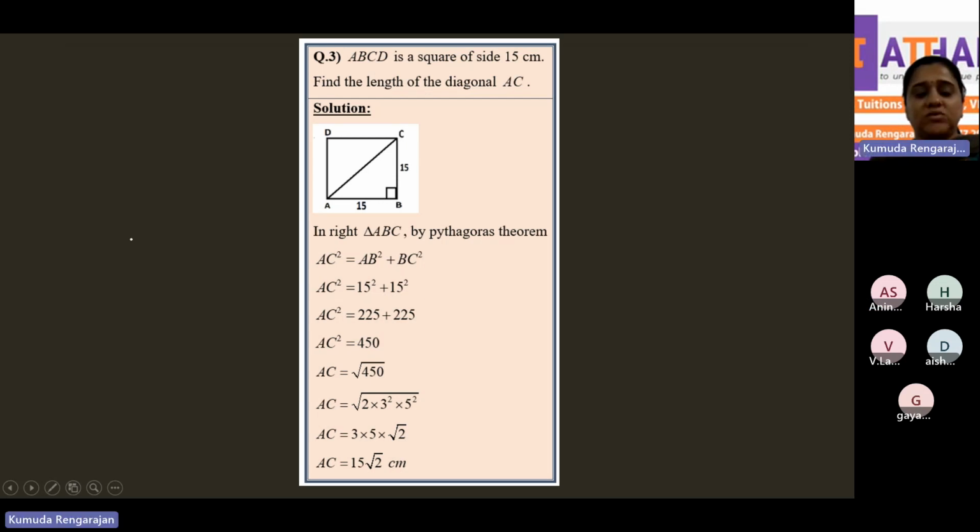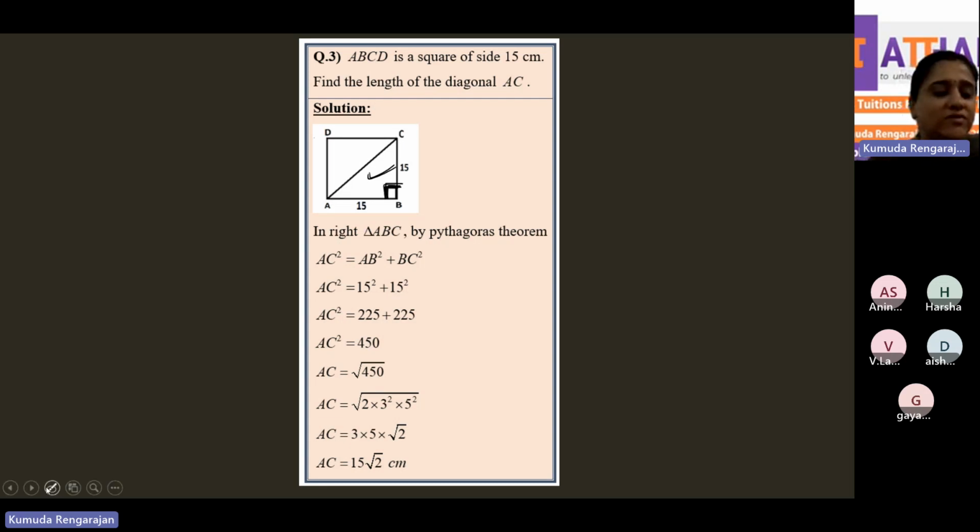Now see how we can answer this using squares and square roots. So you understand this figure, ABCD is a square and you can see the diagonal AC here. Now in this right triangle ABC, it's a right triangle because every corner of a square is a right angle. So use Pythagoras theorem in this triangle. In right triangle ABC by Pythagoras theorem, you need to square the hypotenuse and write it separately.